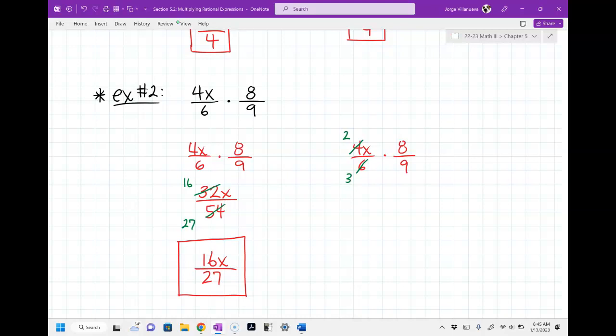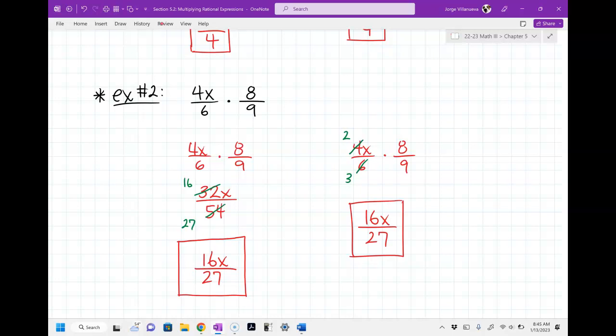Now, can I reduce 8 and 3? Can I reduce those? No, they don't go into each other. Does the 2 go into the 9? No. Does the 8 go into the 9 somehow? No. And what about the 2 over 3? Do those go into each other anymore? No. So that means I'm actually done simplifying my numbers. Let me go ahead and multiply. So 2 times 8 is 16. And there's an x on top. And 3 times 9 is 27. And there you go.